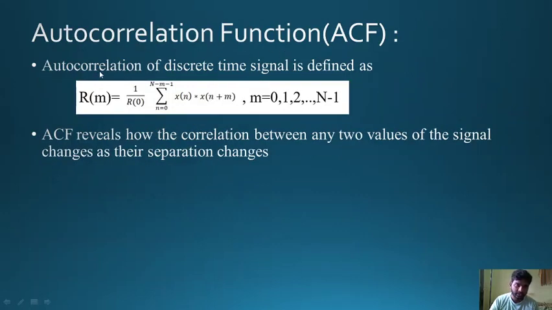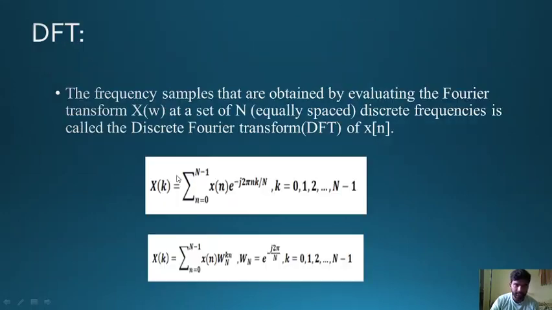As you know, the autocorrelation function. In the previous video, I told you that R of m equals 1 by R of 0 into sigma n equals 0 to N minus m minus 1 of x of n into x of n plus m, where m is from 0 to N minus 1. ACF reveals how the correlation between any two values of a signal changes as their separation changes.